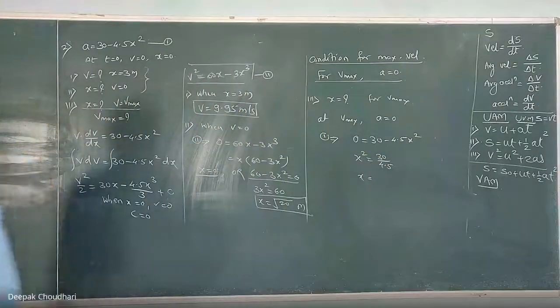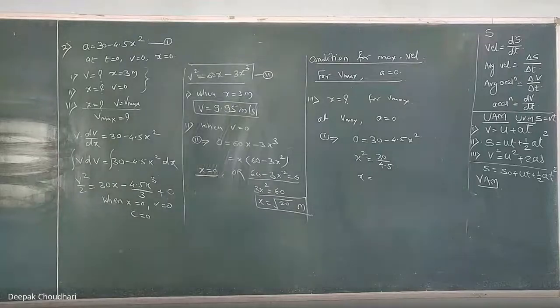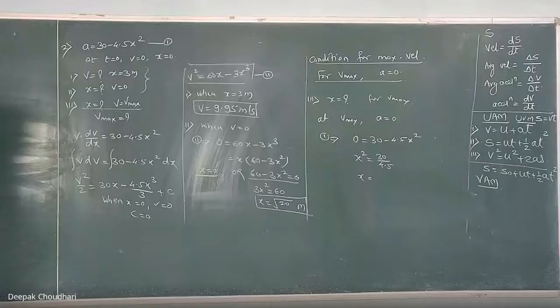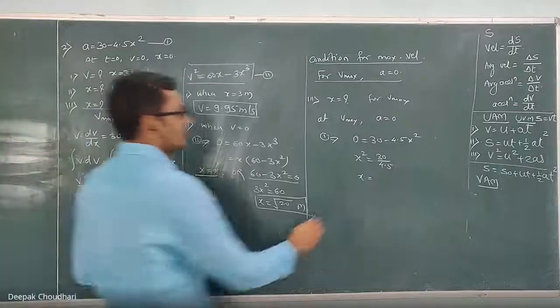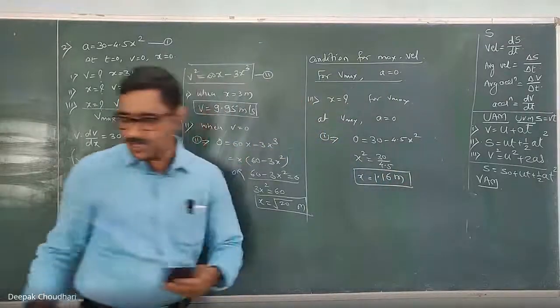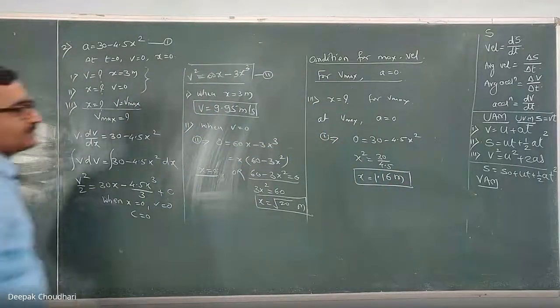Tell me, at what position the velocity will be maximum? So this is the position at which the velocity is maximum. Tell me how much is the answer? 1.61. Listen, 1.16 meter. This is the position where the velocity is maximum.